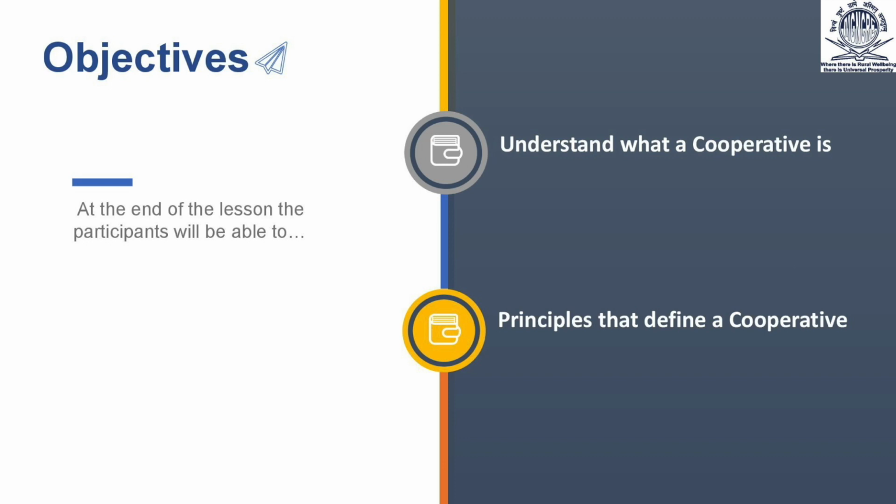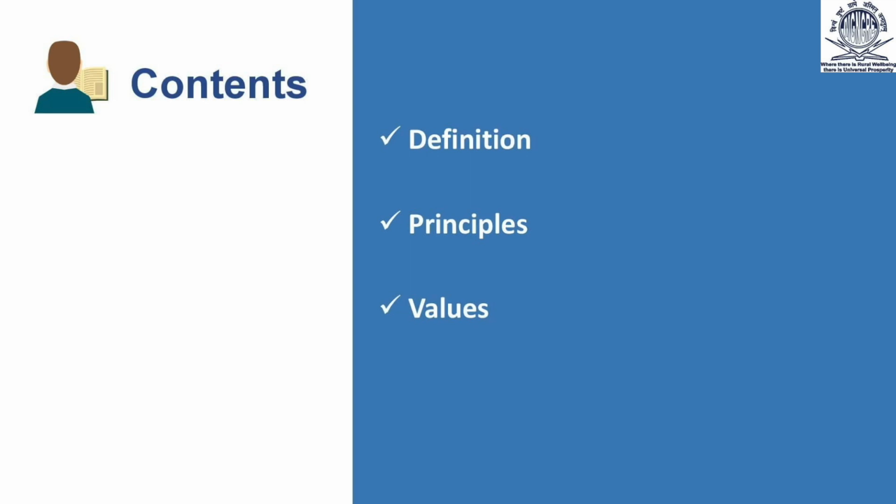The present lesson is Lesson 1, Principles of Cooperatives. The objective of the present lesson is to help us understand what a cooperative is and what are the key principles that define a cooperative. So, the lesson is structured into 3 parts. First, we look at a standard definition of what a cooperative is, then we will delve into the different principles that define a cooperative, and lastly, briefly talk about the values that are entailed in a cooperative.